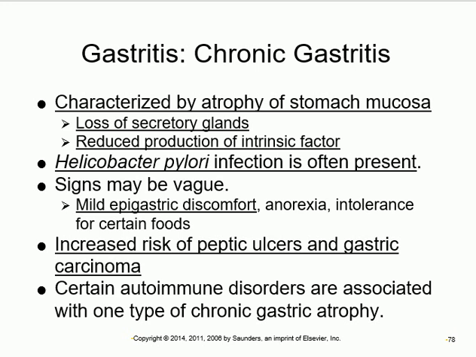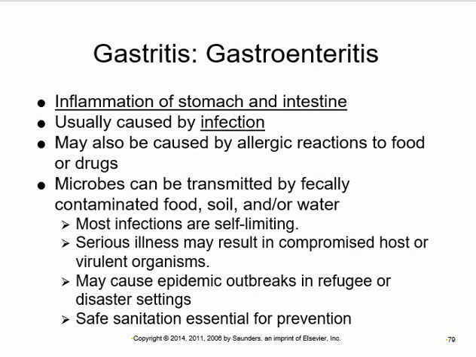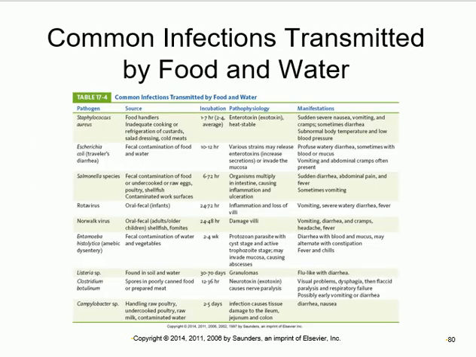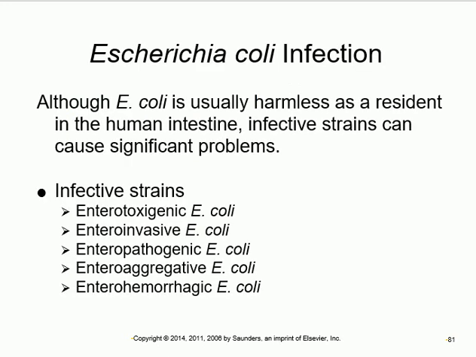Chronic gastritis can lead to peptic ulcer and gastric carcinoma. There is one type of chronic gastritis that's autoimmune. You have antibodies against your own stomach cells. Gastroenteritis is simply inflammation of both stomach and intestine, and most likely it's infection. These are the different types of bacteria that can come from the food or water. But we have some of them that's more important to focus on. E. coli. E. coli is a normal inhabitant, but sometimes there are more aggressive strains that can invade.